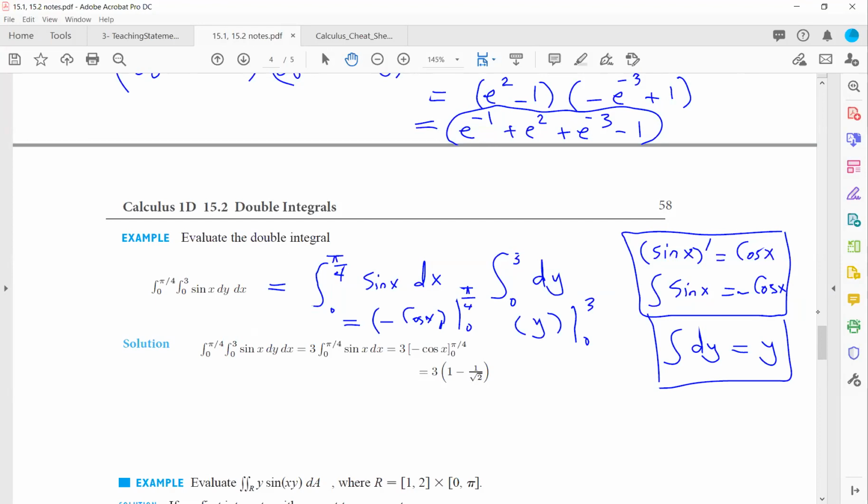If you plug in pi over 4, you get square root of 2 over 2 or 1 over square root of 2. Minus cosine 0, which is 1, you get 1 minus 1 over square root of 2. And if you calculate y, when it ranges between 0 to 3, the outcome is equal to 3.